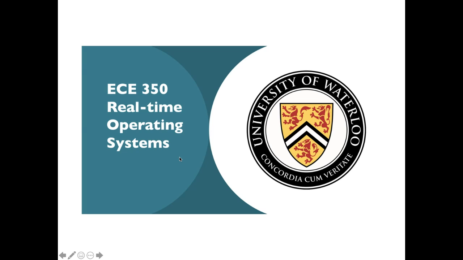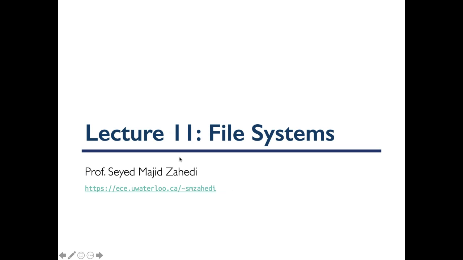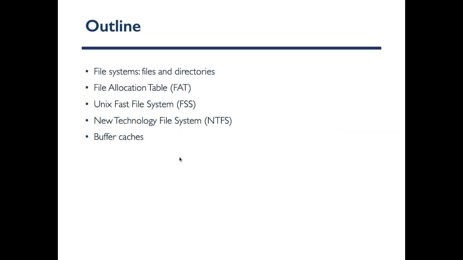Okay, so next we're going to talk about file systems. In this lecture, we're going to see definitions of files and directories, and then we're going to see 3 different file system implementations. And at the end, we're going to talk about, again, caches. So we're going to talk about buffer caches, how to make working with files faster.